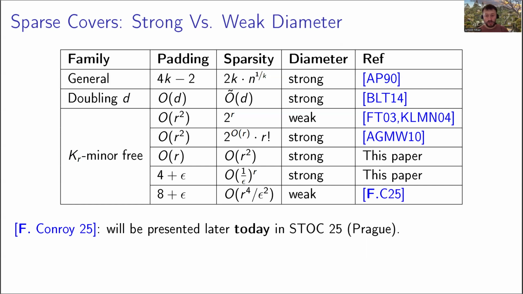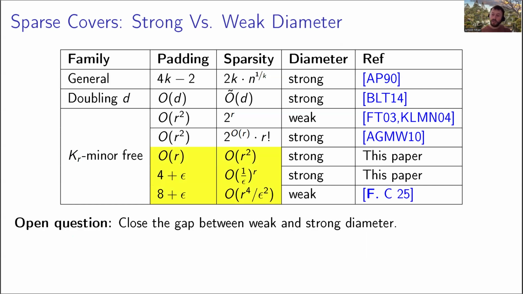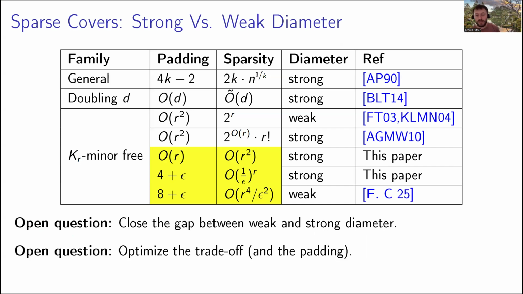So the two remaining open questions here are, first, to close the gap between strong and weak diameter. Now there's an exponential gap, and it would be very interesting to get the same result for strong diameter. And the second question is to get the best parameters possible. So maybe you can get better than 8 here, or better than R to the 4, maybe it's possible to get R, and so on.